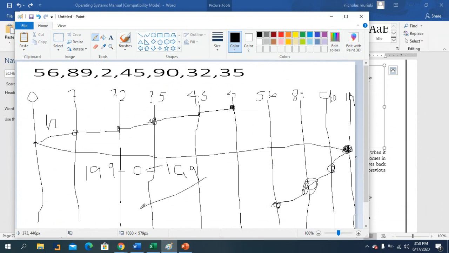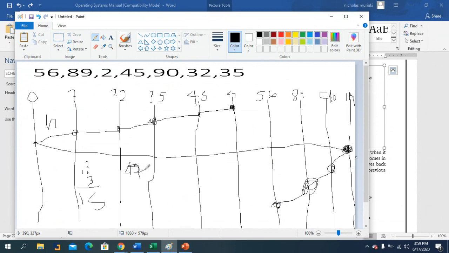So we can say our total seek time is 199. Because we move from 47, and it must be 199 or less, not more. From 47 to 45, these are 2 tracks. From 45 to 35, 10 tracks. From 35 to 2, 33 tracks. That becomes 45, plus 2, that becomes 47.